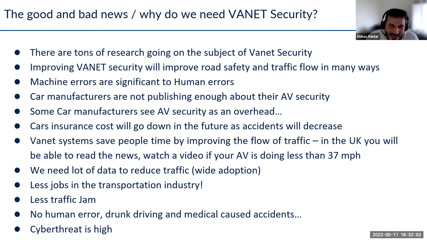When I say machine errors are significant compared to human errors, machine errors are programs 1, 2, 3, 4, 5. And they use machine learning and other stuff, which is AI, which is really important. But humans are affected by emotions. Humans are affected by too many things. Machines are not affected by emotions. Machines are not going to get drunk and jump on a road. And machines are not going to have a heart attack while driving and cause another incident.